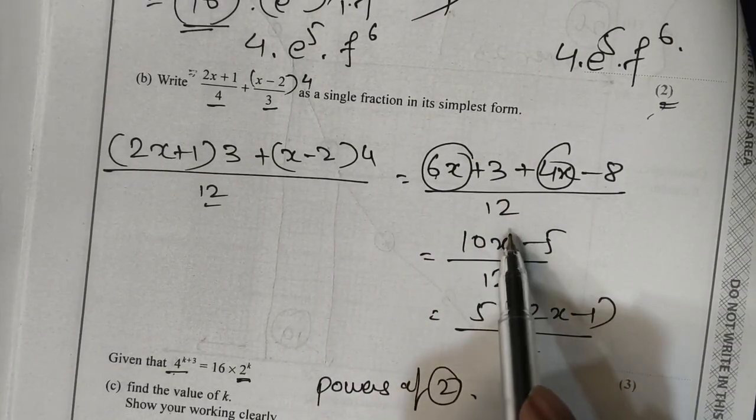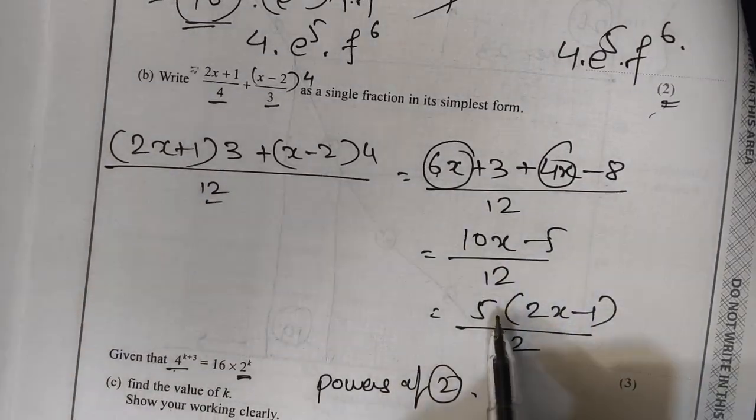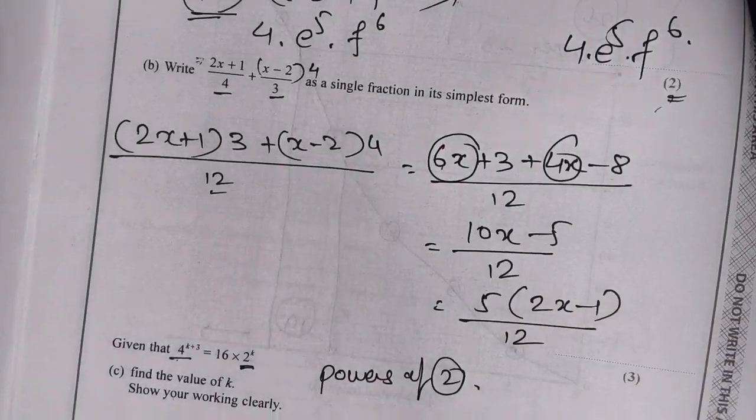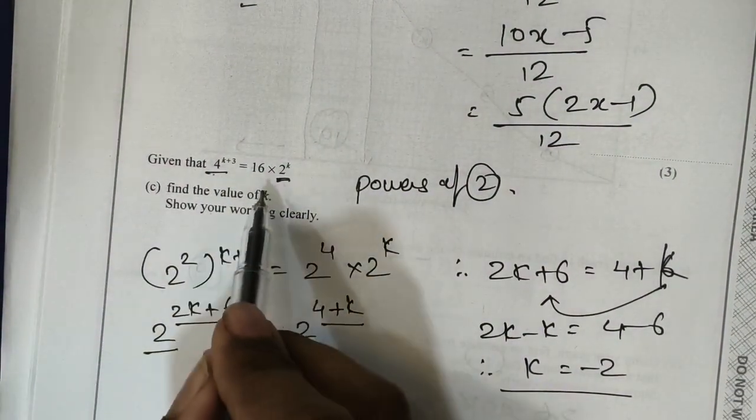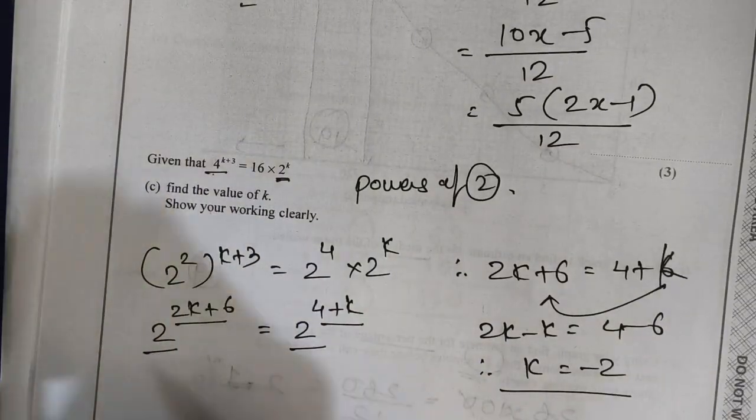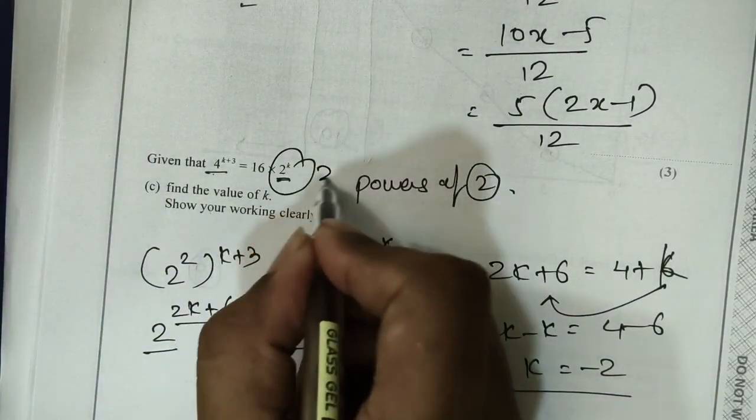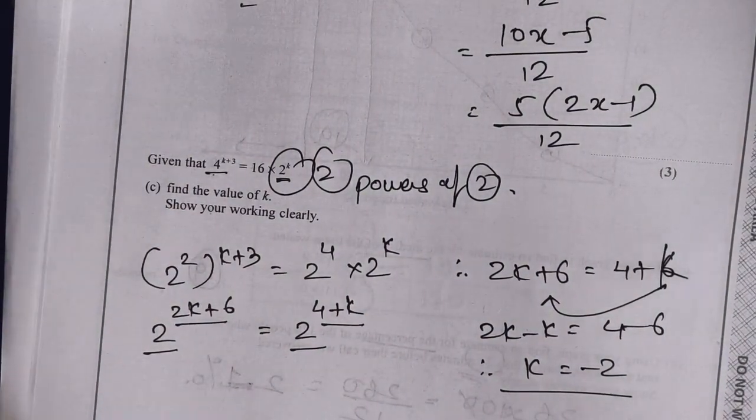If you expand the brackets, 12 stays as it is. You get 10x minus 5 upon 12 and 5 into 2x minus 1 upon 12. Correct? This is the expanded bracket number. Here, whenever you get such kinds of sums where powers are given, your focus should be on the least base. So the least base is the number 2. You have to ensure you convert everything into the power of 2.